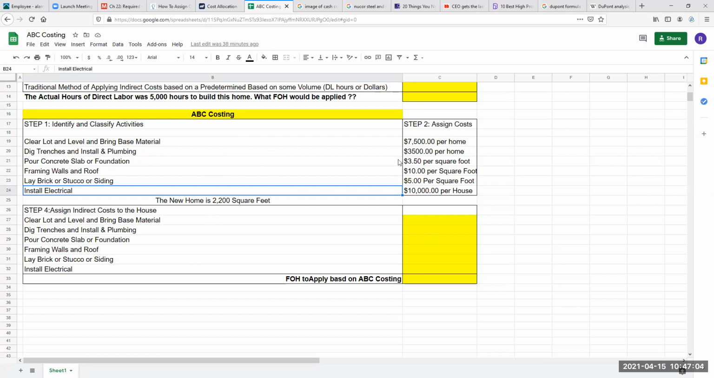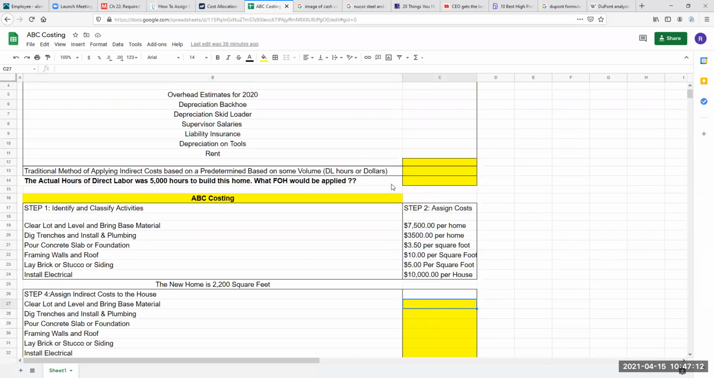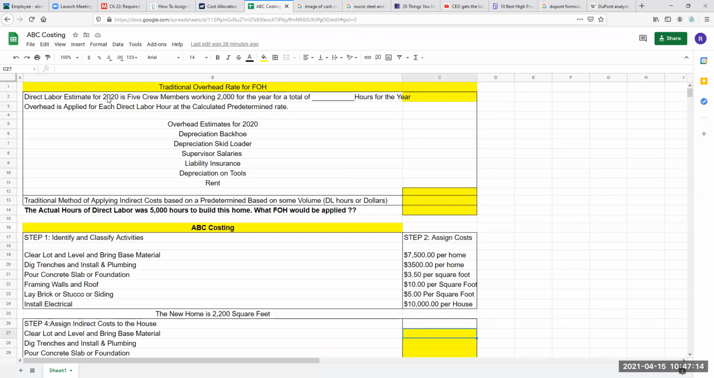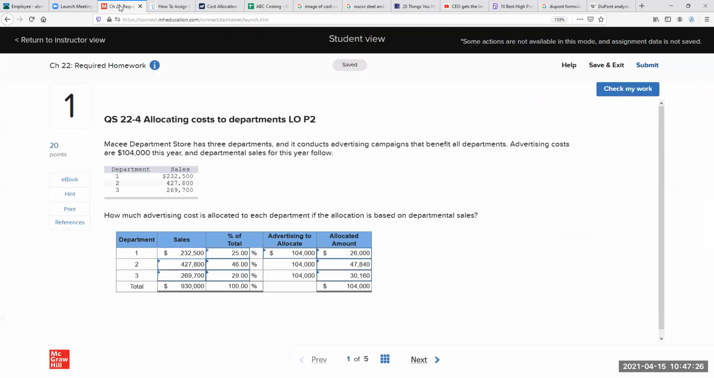Then I asked you to create, based on this, and this house is 2,200 square feet, could you please figure out the factory overhead placed on activity based on these activities rather than just saying the labor is going to be 5 members working 2,000 hours this year. So that's 10,000 hours. That's the idea. I hope you can relate to this. That's activity based. Now let's go look at another homework problem.